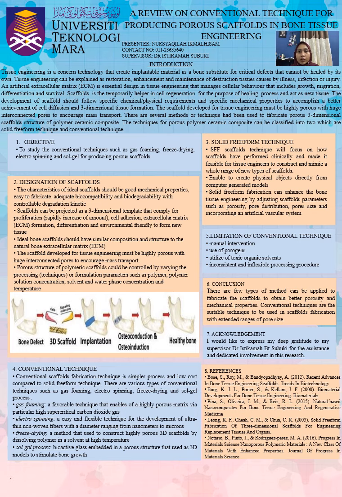Ideal bone scaffold should have similar composition and structure to the natural bone extracellular matrix. The scaffold developed for tissue engineering must be highly porous with huge interconnected pores to encourage mass transport and nutrient transport into the cell. Porous structure of polymeric scaffold could be controlled by varying the processing or formulation parameters such as polymer solution concentration, solvent, water phase concentration, and controlling the temperature.